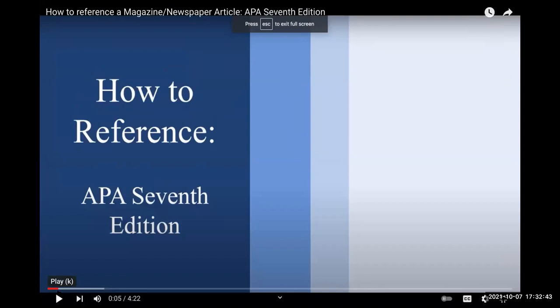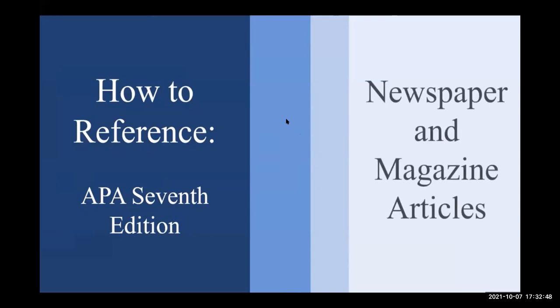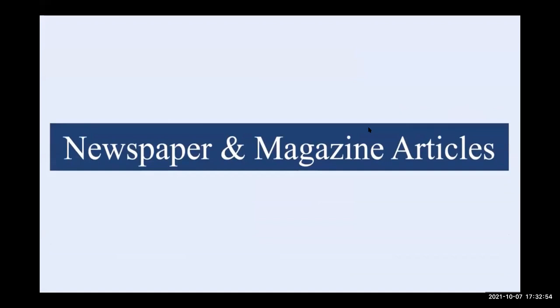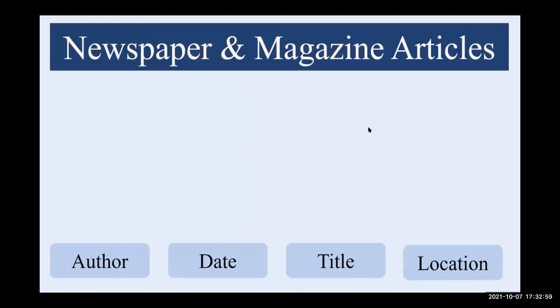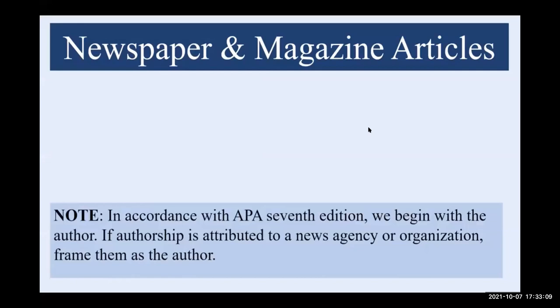Today, we're going to outline how you can create reference entries for newspaper and magazine articles. When creating a reference entry for APA, we always want to follow the prescribed sequence that APA has outlined. This means we begin with the author, the date, the title, and location. In accordance with APA 7th edition, we'll begin with the author. Now, for newspaper and magazine articles, authorship is sometimes attributed to a news agency or organization rather than an author. In this case, we will frame the organization or news agency as the author. In this case, the Associated Press.